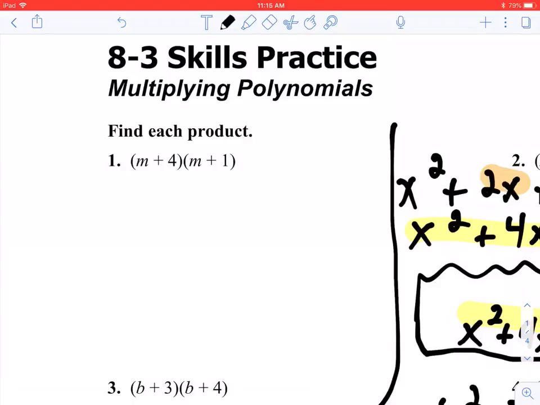So today I'm going to cover the 1 through 19 odd. I am going to show you how to do the box method and the FOIL method for each one of the problems. So let's get started.